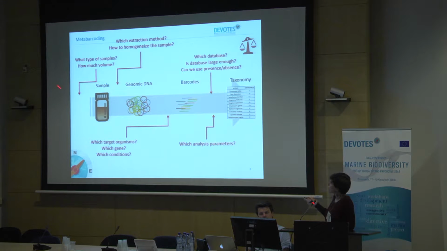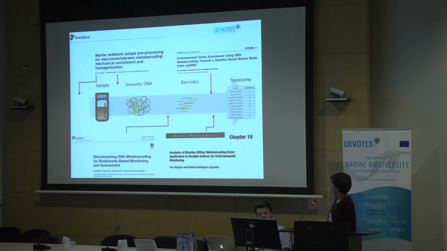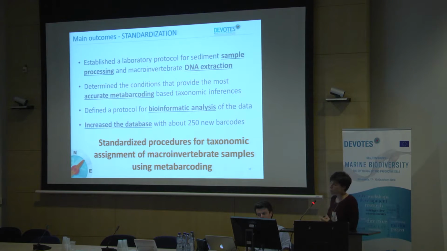For example, when we sample, how much volume should we sample, how much volume is representative of the whole community, which type of sample should we use, water or sediment, for example, which are the target organisms, or which genes should we target, which is the most suitable barcode, which DNA extraction method, so depending on which method we use, we can get some species that are extracted easier than others, and so on. During this project, we have been tackling these questions, and we have published a number of papers in which each of these issues have been addressed.